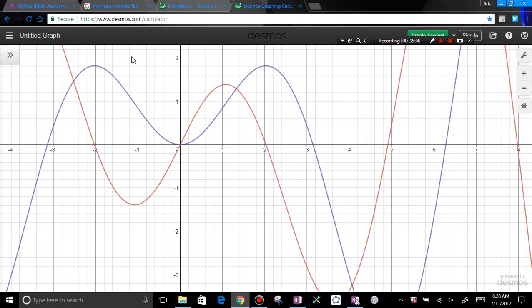Other comments about that? Go ahead. The blue graph is like x^6 and the red graph is x^2. Let's say that again. The blue graph is like... Oh, you want me to zoom out? Yeah.